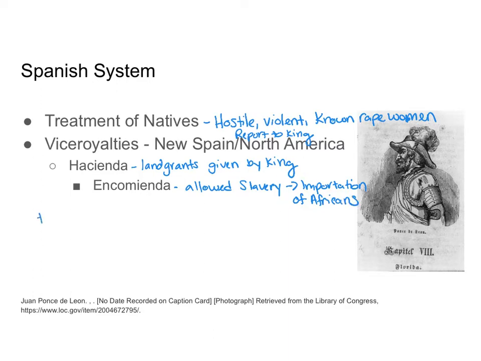The Spanish also had conquistadors, and the goal of the conquistadors was to conquer the Americas. So they really wanted to control the Americas. This eventually did end when the Spanish Armada was defeated.